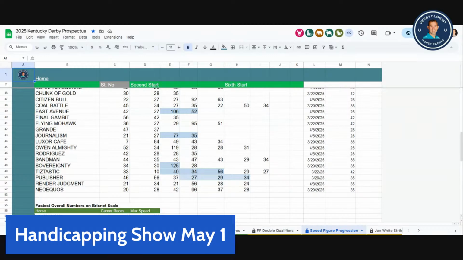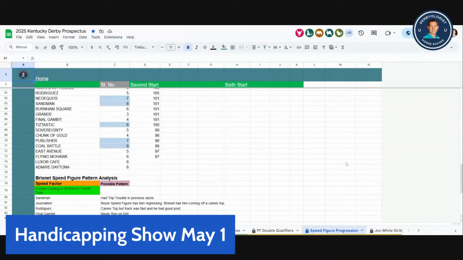Render Judgment's turning around fast, 24 days. He had a 21-day turnaround. Whenever they've ran 5 or 6 times, what I've noticed over the years is they have less chance of improving in the Kentucky Derby. But again, that's how I read it. And the only way you can get better at this is just learning.